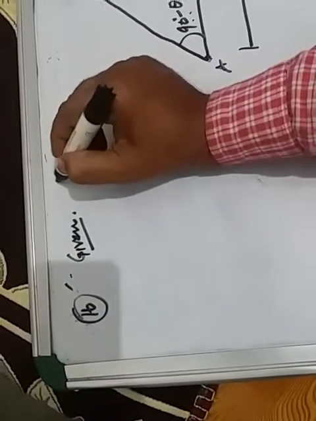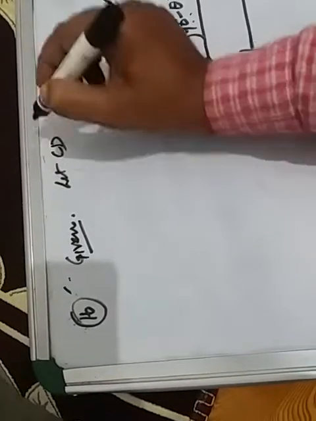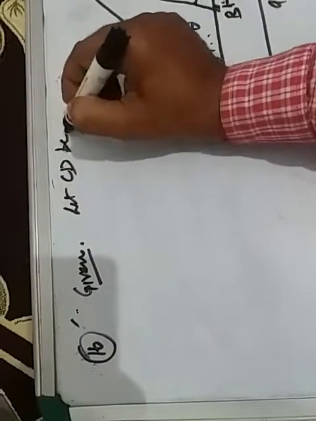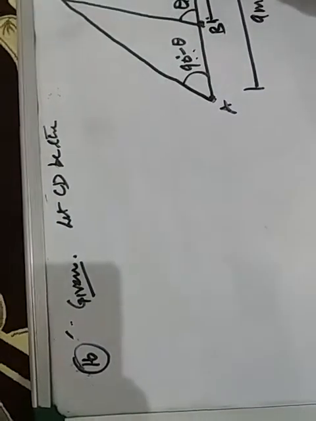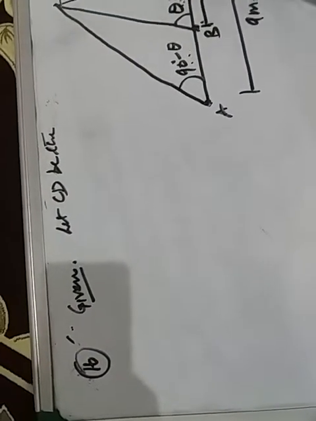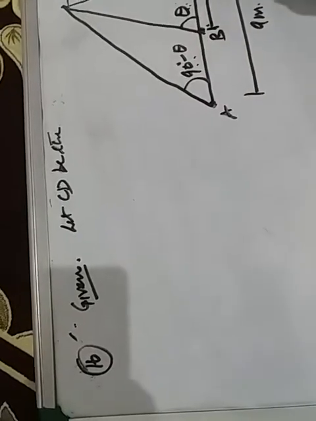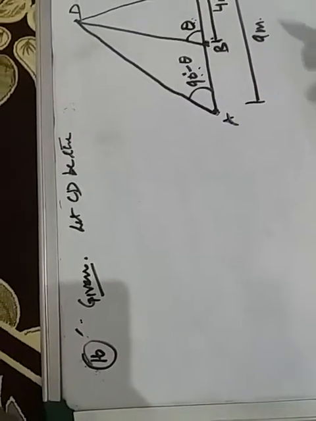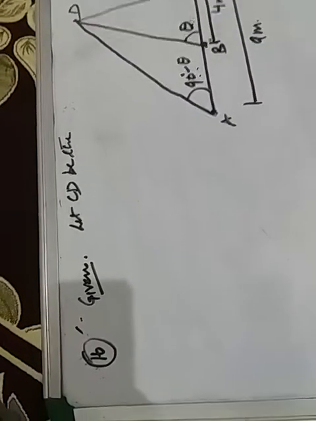Given what? Let CD be the tower. Here it is not given that CD is equal to 6 meter. It is not given. We have to prove that this is 6 meter. So we cannot use it. We have to find it as a result.